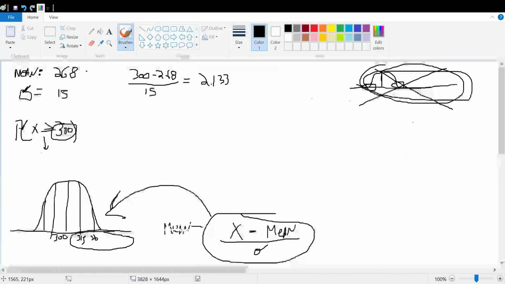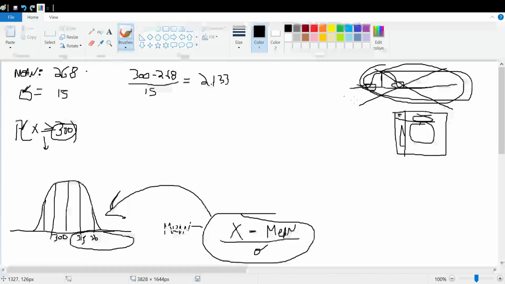You probably have a textbook or a sheet, or the internet. Just type in z-score sheet, and it will give you a z column and a bunch of numbers here and here. We're going to go to 2.1 and then 0.03 on top, whatever that is, and it should give you 0.9834.